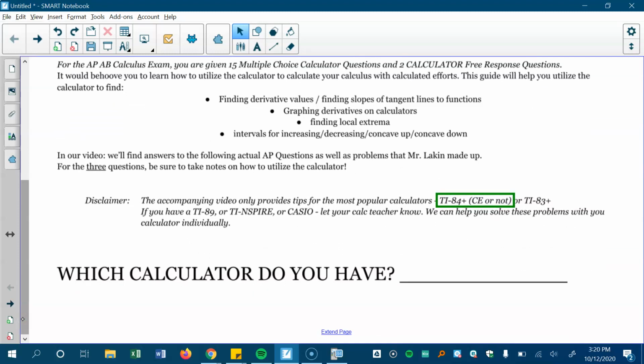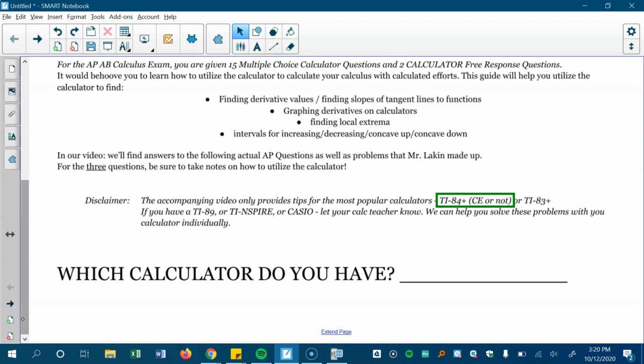We'll go over 3 AP questions that are multiple choice questions, as well as one function that I made up, with multiple problems for that function, but I know are popular questions asked in the AP exam. For any of the questions, not just for the 3, take notes on how to use a calculator. I will talk about it, but you'll want to write down your own tips for it.